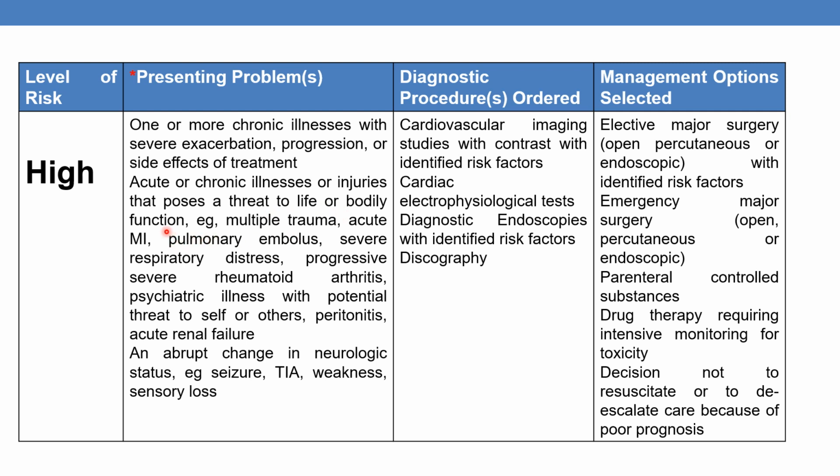For example, multiple trauma, acute myocardial infarction, pulmonary embolus, severe respiratory distress, progressive severe rheumatoid arthritis, psychiatric illness with potential threat to self or others, peritonitis, acute renal failure, etc., or any abrupt change in neurological status. For example, seizure, transient ischemic attack, weakness, sensory loss, etc. All these presenting problems lead to high level of risk, eventually high MDM of high complexity.